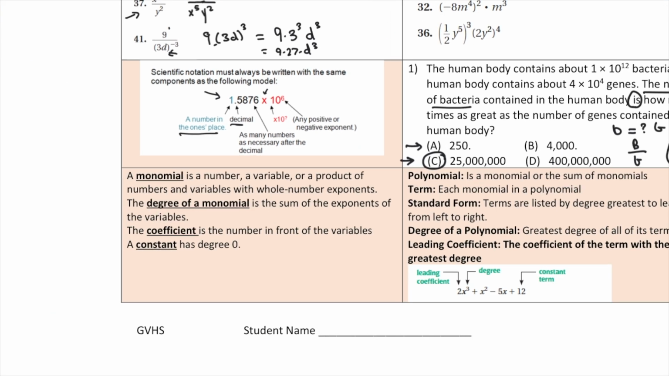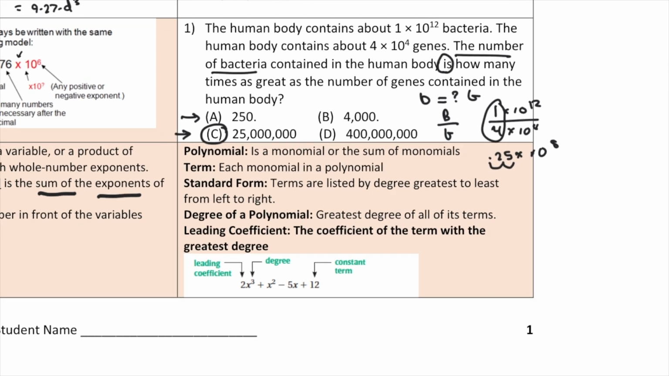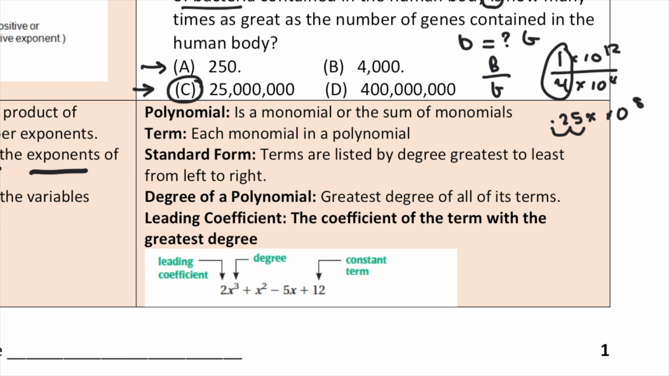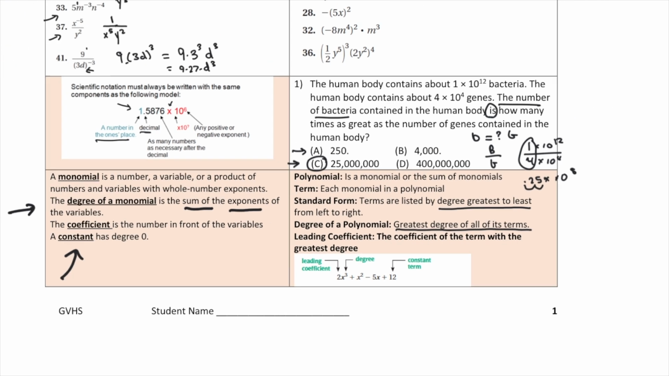So when we were working with polynomials and monomials, we had many definitions. One to keep in mind, the degree of the monomial is the sum of the exponents of the variables. The coefficient is the number in front of your variables, and a constant has degree 0. If you're in standard form, the terms are listed by degree, greatest to least from left to right. And the degree of the polynomial is the greatest degree of all the terms. Your lead coefficient is the coefficient of your lead term.